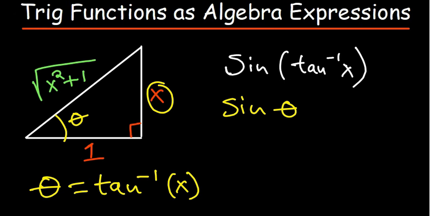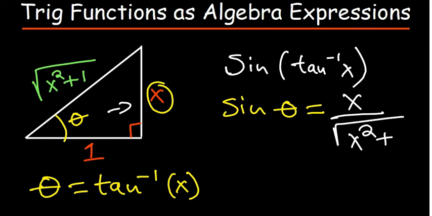So sine theta. So sine theta is going to be equal to what? We understand according to SOHCAHTOA, sine is opposite over hypotenuse, right? So the opposite in this triangle is our x, and then the hypotenuse is the square root of x squared plus 1. That's what we have in this case, and that's how you basically apply this triangle to help us simplify.